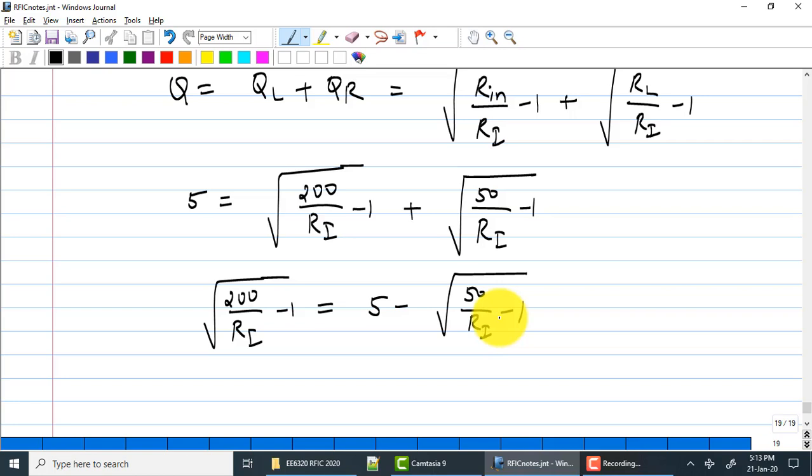About 15 ohms? Is it exactly 15? 15.2. Okay. 2.04.